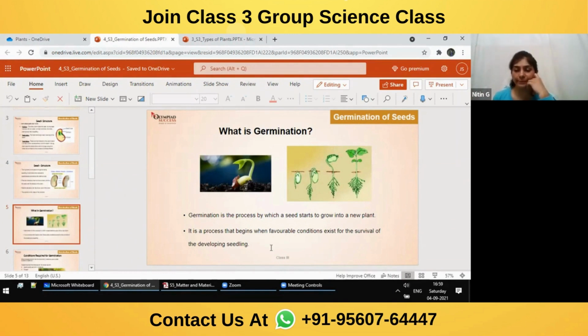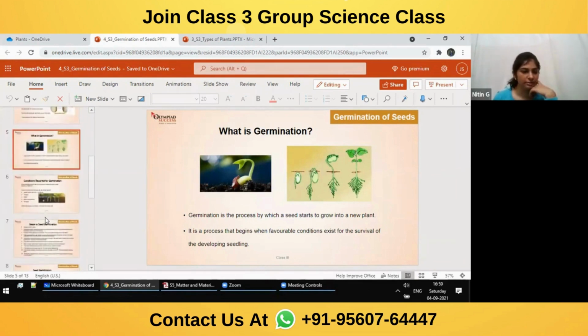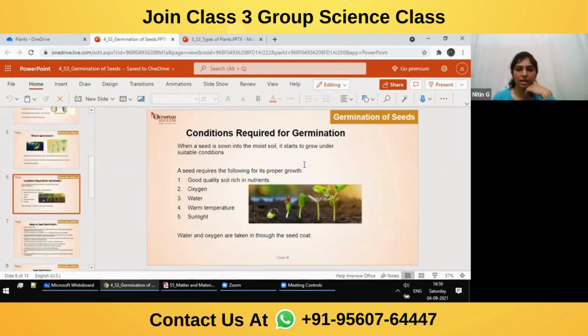Yes, Aditya. The one that is not in the fridge. Not in the fridge, because you can say that they are getting the favorable conditions. Yes, but in the fridge, they are not getting favorable conditions. Conditions required, again the same thing: good quality soil, oxygen, water, warm temperature, sunlight.